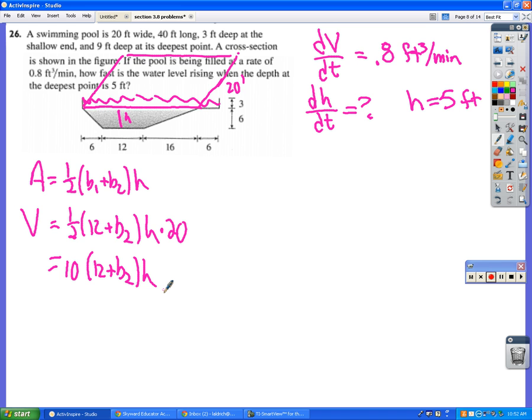So the challenge is, we need to find a relationship between this height and the base. It's not one foot here, because it changes on that side and on that side at the same time. The 20 is the width, it says the pool is 20 feet wide. They didn't make the 3D drawing, they just went two-dimensional, okay? So we need to figure out a relationship between those two things.